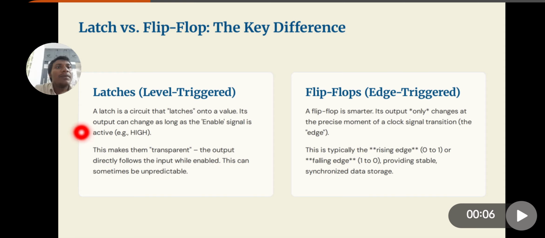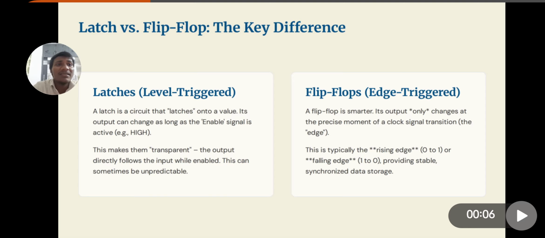Flip flop. A flip flop is smarter. Its output only changes at the precise moment of the clock signal's transition edge. This is typically the rising edge, from 0 to 1, or the falling edge, from 1 to 0. In a flip flop there is a rising edge of 0 to 1 and a falling edge of 1 to 0, providing stable, synchronous data storage.